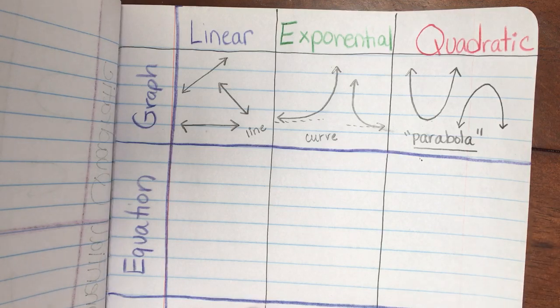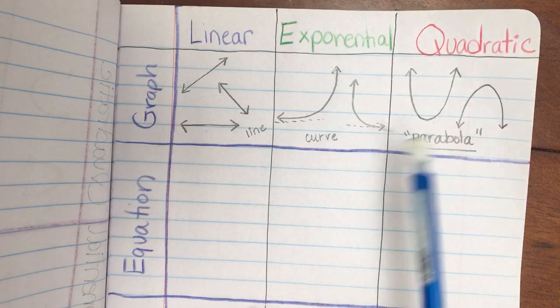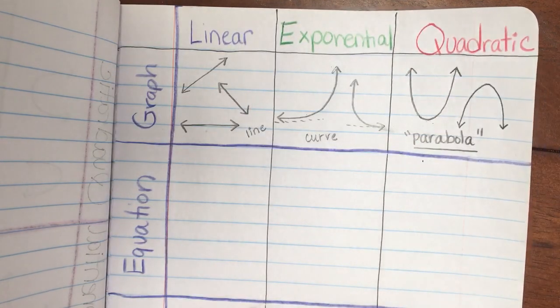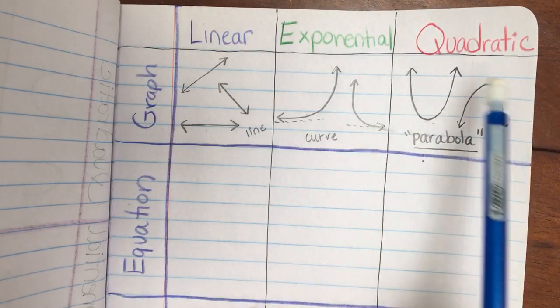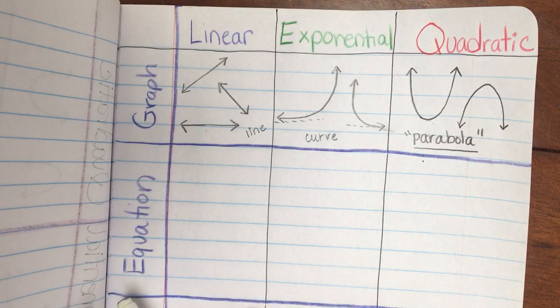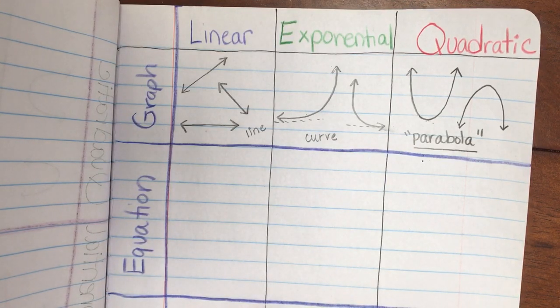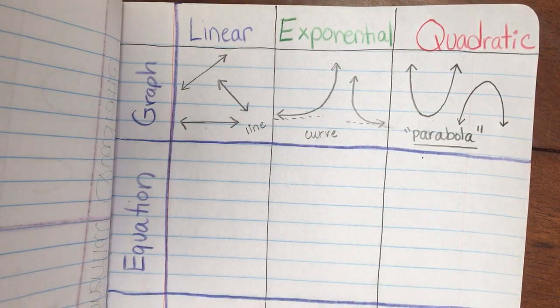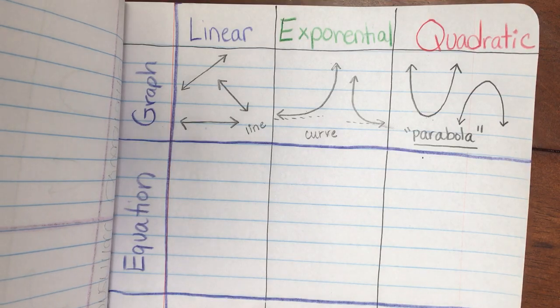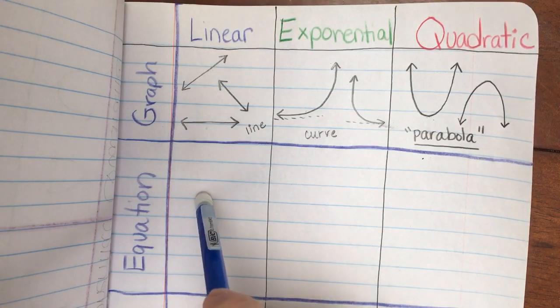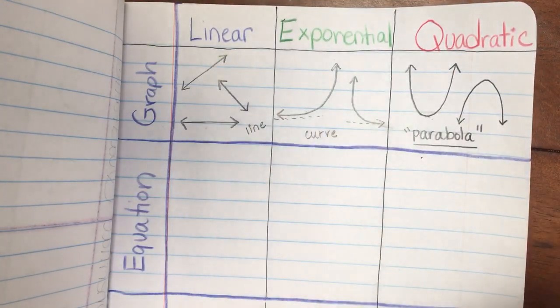Okay, so part of the standard for Algebra 1 is, given a graph, can you tell what type of function it is? Name that family. Next, we're going to look at their equations and how they differ, because in Algebra 1, part of the standard is looking at the function's equation and telling what type of function it is.